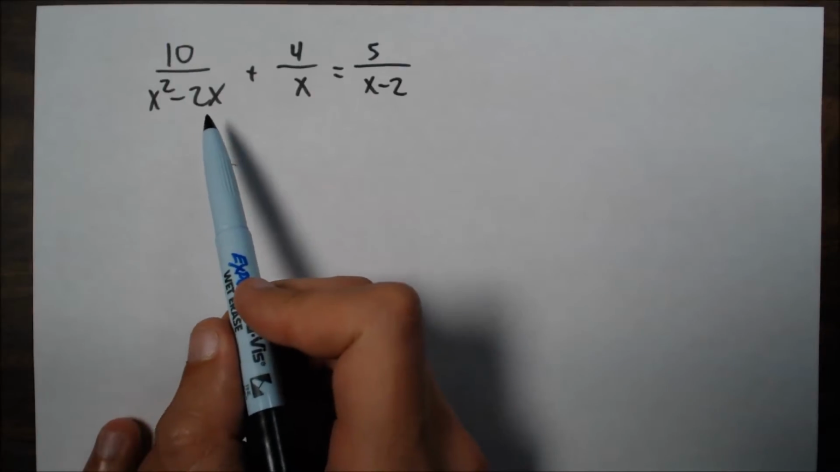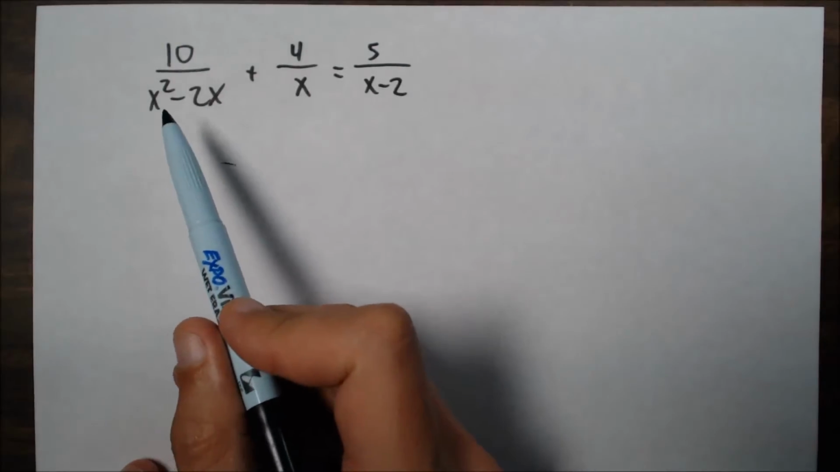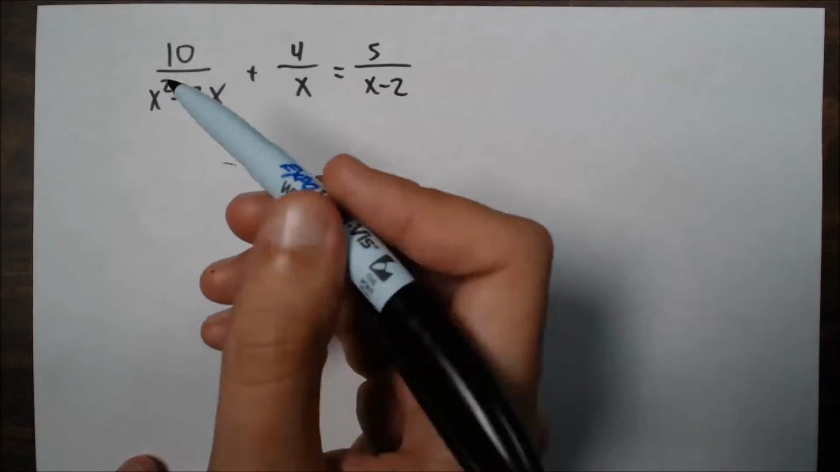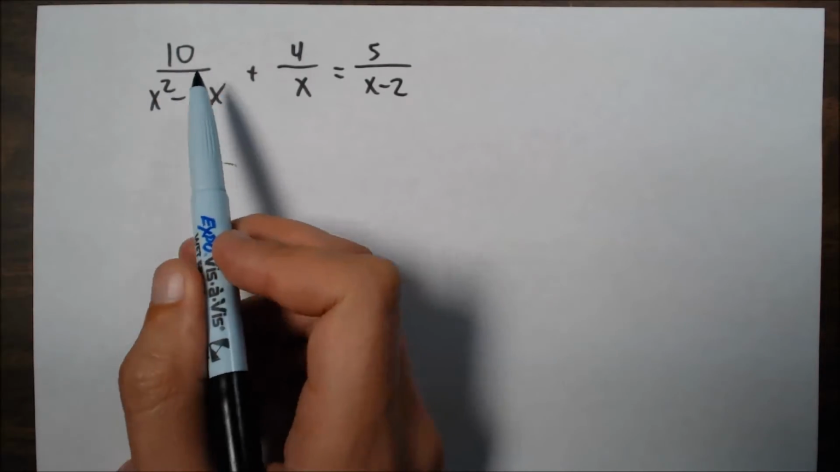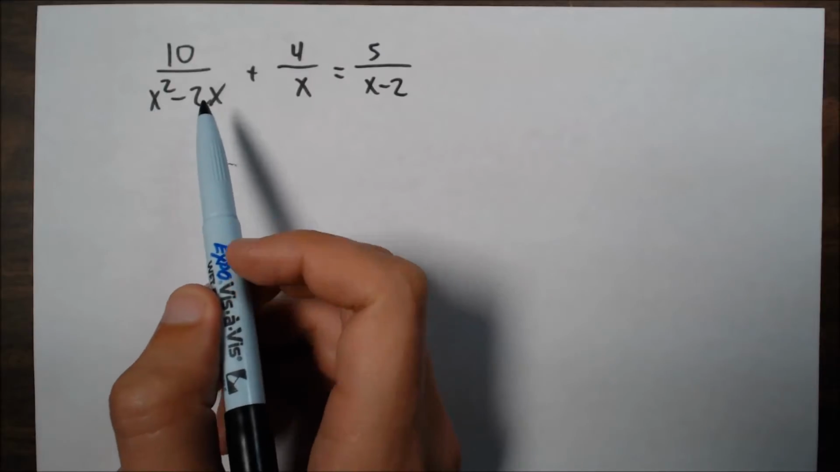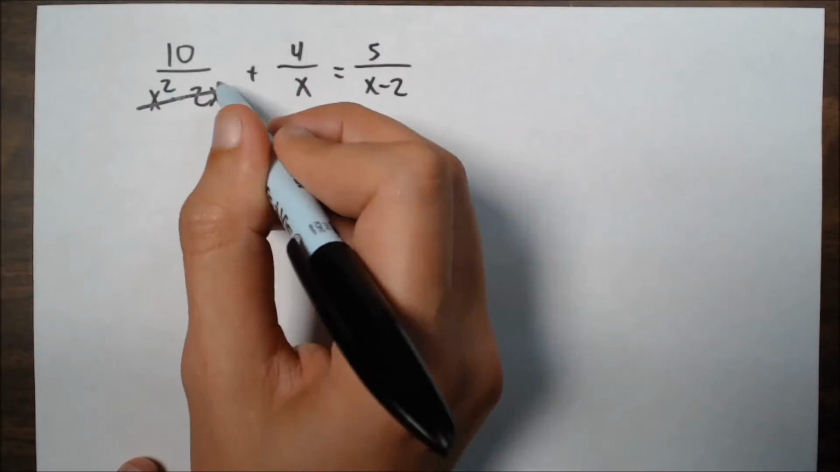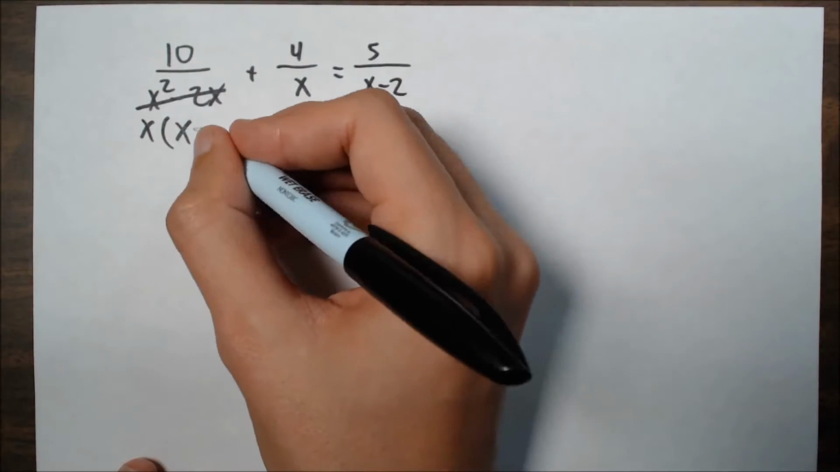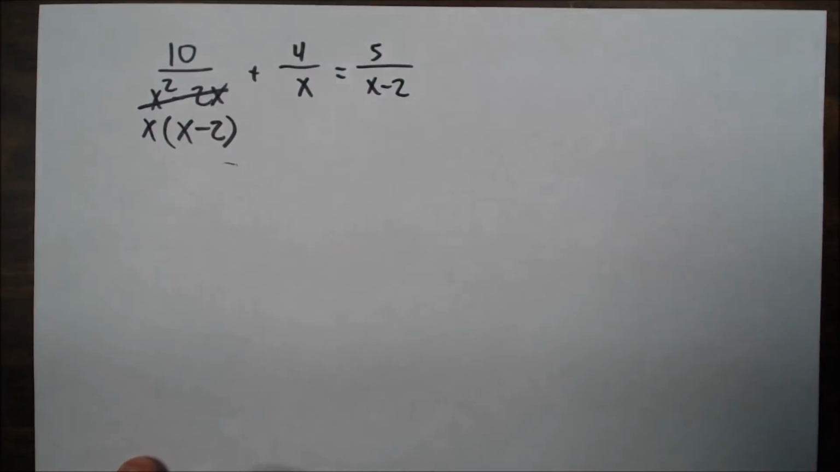Okay, so the first thing we want to do is, like when we were adding and subtracting, we've got to get a common denominator everywhere. Well, I noticed that this looks factorable, so I'm going to say, is there something I can factor out here? And it's actually an x. So I'm going to just cross this out instead of rewriting the whole thing, and that's going to be x times x minus 2.